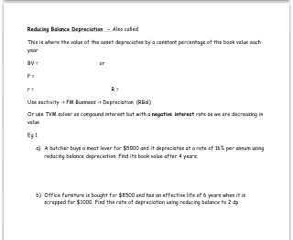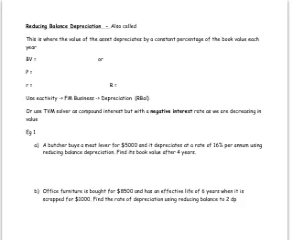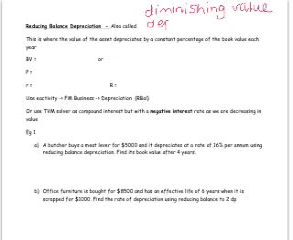A second type of depreciation is called reducing balance depreciation, and another name for this is diminishing value depreciation. It's called that because it's calculating on the new value after some depreciation has been taken off it. It's a little bit like compound interest, where we calculate the interest on the new amount after the interest has been added on. Here we're calculating the depreciation on the new value after it's already lost some of its value.